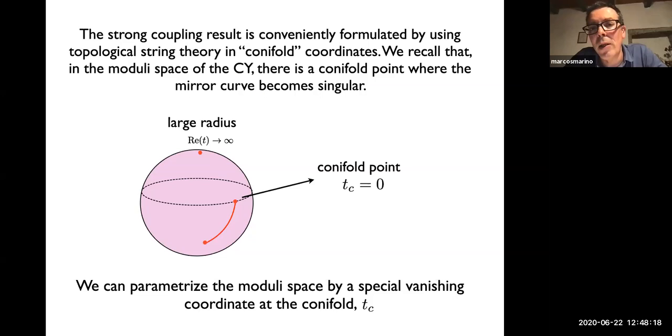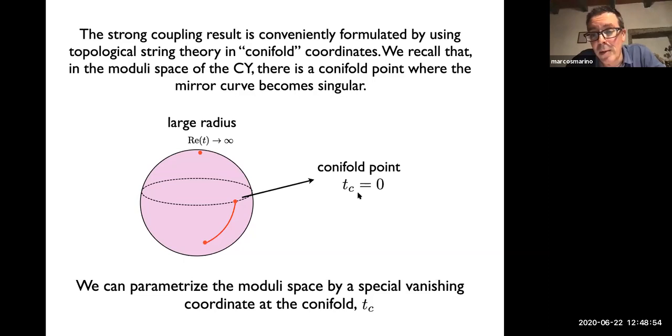Now, when you look at topological string theory in all these Calabi-Yau, their moduli space has a point which is called the large radius point, which is the usual point in which you make contact with counting of curves. So this is called the large radius limit. But there is a special point in the moduli space which is called the conifold point, which is where the mirror curve actually degenerates and becomes singular. So there is a natural coordinate in the Calabi-Yau moduli space, which I'm going to call the conifold coordinate. And for this coordinate, the vanishing locus of this coordinate is precisely this conifold point.